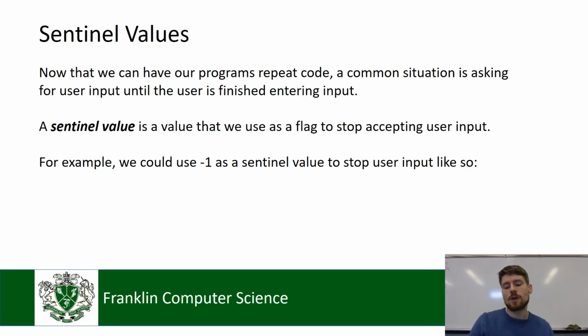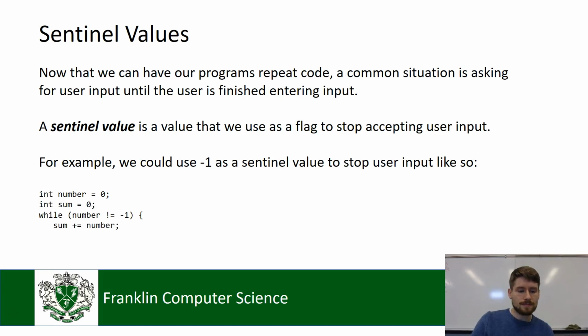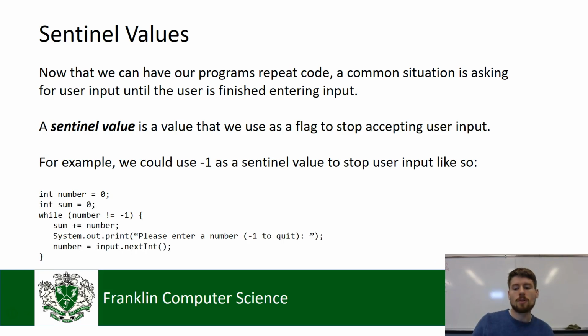If you want to accept just positive numbers, you want your while loop to keep running as long as they enter in something that's not -1. So this is an example of some code that's going to add up a bunch of numbers from the user, and as long as the number that they type in is not -1, it will keep running.